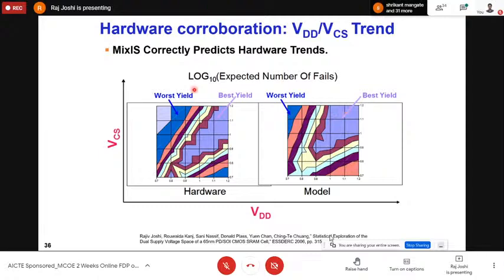Now what we did was we took the hardware, actually fabricating the chips. This is the simulated model on the right-hand side, and the left-hand side is the hardware model. There is a close corroboration, as you can see. So the mixture importance sampling predicted the hardware trend very nicely. That is the bottom line.